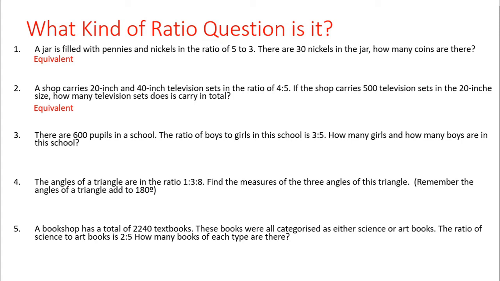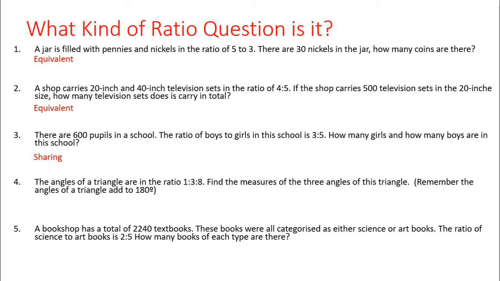Next, there are 600 pupils in a school. The ratio of boys to girls in the school is 3 to 5. How many girls and how many boys are there in the school? This time we're given a ratio, the boys to girls 3 to 5, and we're given 600 pupils in total. Not 600 boys, not 600 girls, but 600 in total. So you're given a ratio and a total. This is a sharing question. We're splitting that 600 into the ratio.